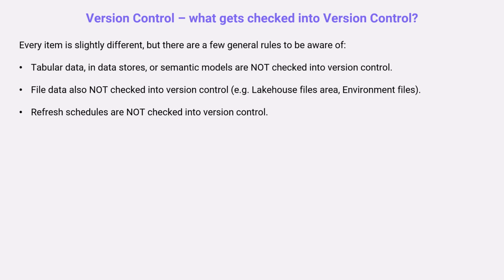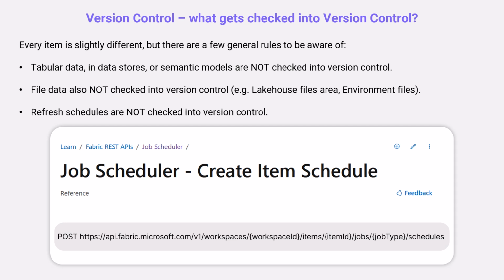We'll also get to deployment in a second, but what you'll find is that if it doesn't get checked into version control, it's not going to get deployed either, okay? So when you deploy it to production, that refresh schedule will be gone, and you'll have to either set it up manually, or you can use an API endpoint that maybe I'll show you a little bit later on. I think it's called create item schedule in the Fabric REST API.